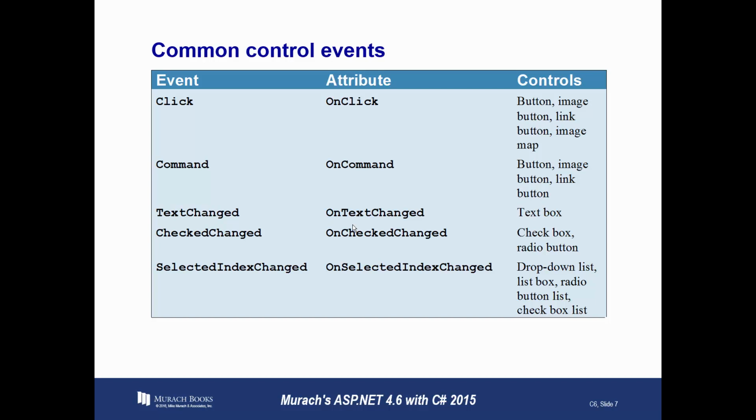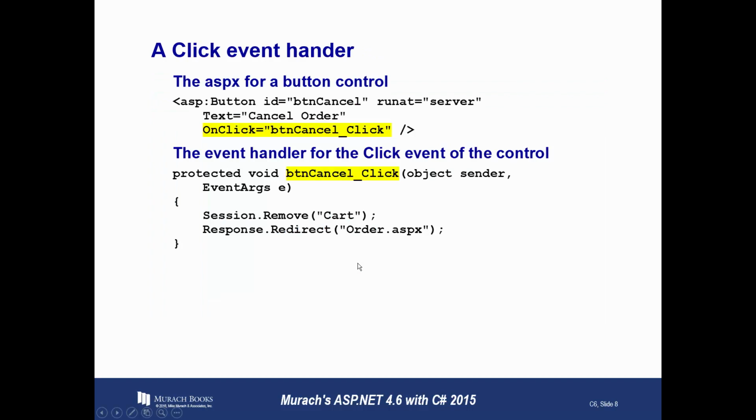Check boxes and radio buttons: every time you change what you're choosing, when you add a new item to a checkbox or you change what is active in the radio button, an OnCheckedChanged event takes place. Similarly, for a drop-down list, a list box, a radio button list, or a checkbox list, they have the OnSelectedIndexChanged event that takes place.